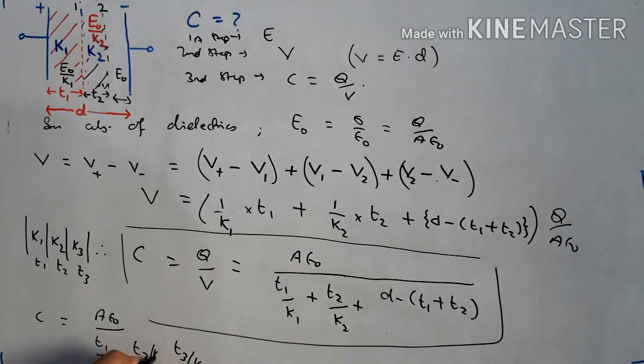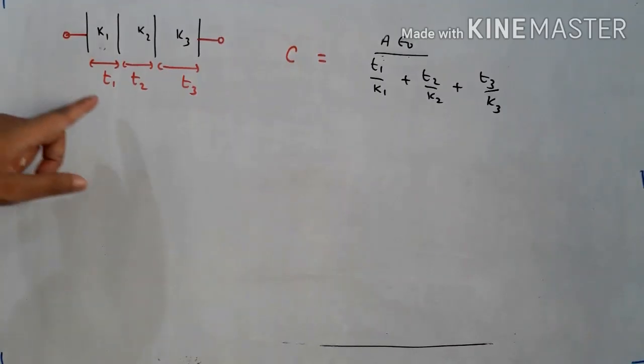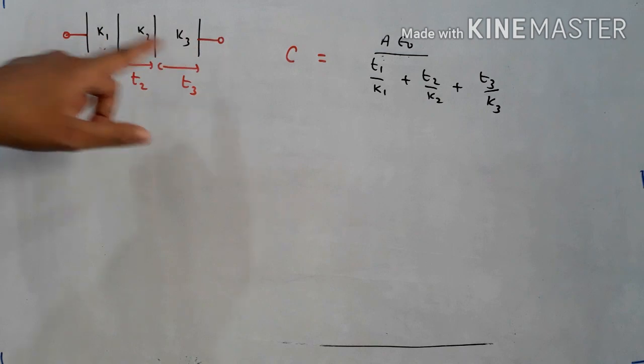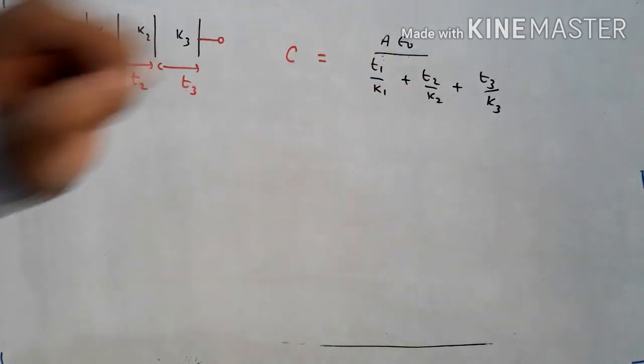T2 upon K2, T3 upon K3, and we have to add them. This will be the total value of capacitance, A epsilon naught upon T1 by K1 plus T2 by K2 plus T3 upon K3. This is as indicated over here. Here we have the capacitor, same K1, K2, K3, T1, T2, T3. The total capacitance is given by this particular formula.